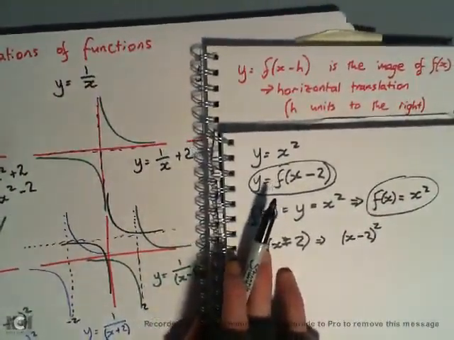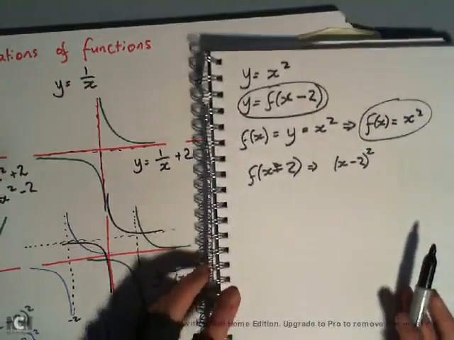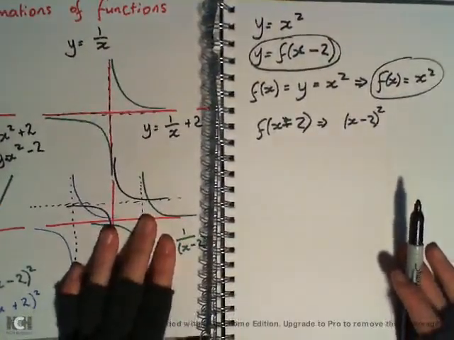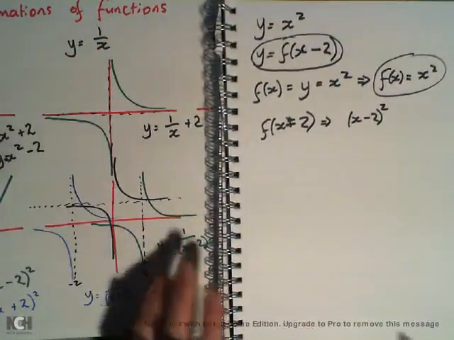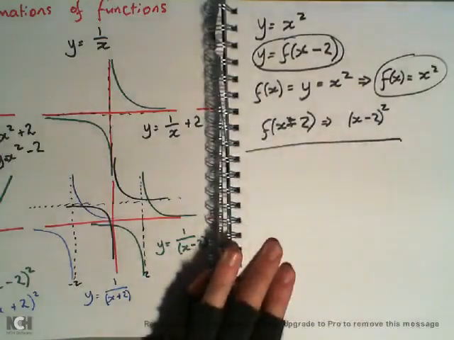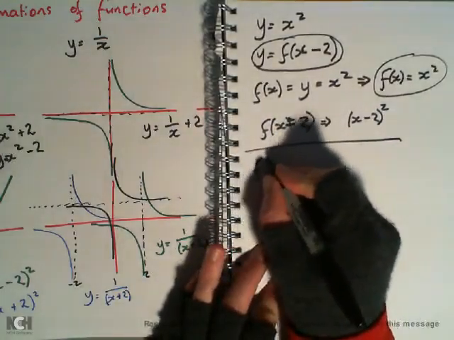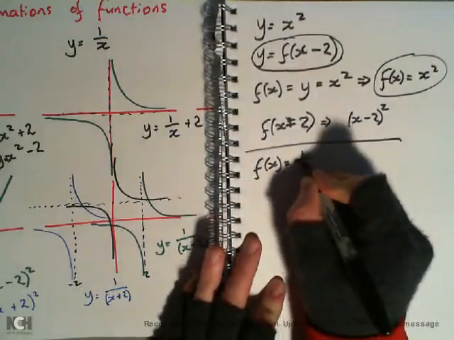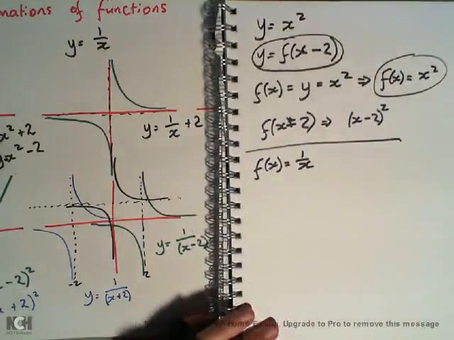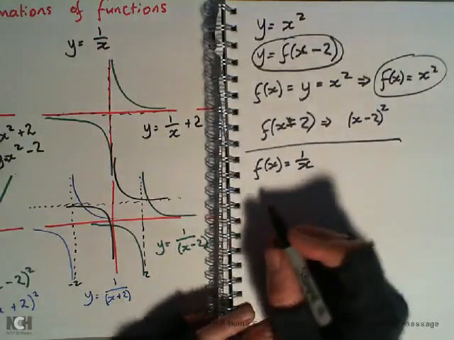Now, another example, we'll have the 1 on x. And we moved it to the right again. So I say f of x equals 1 on x. I want a translation 2 units to the right.